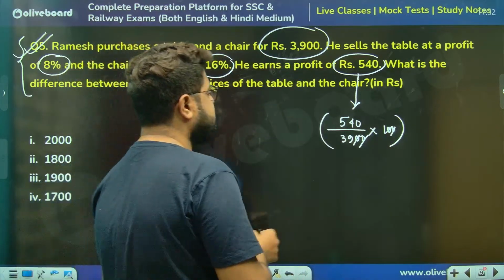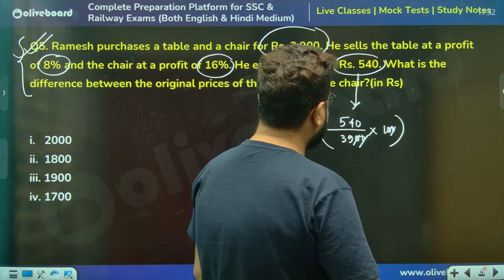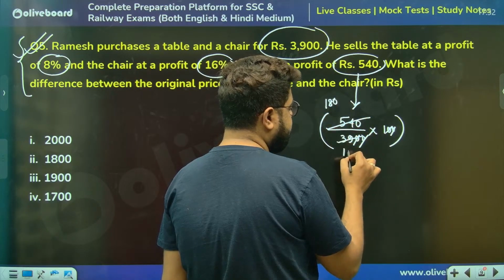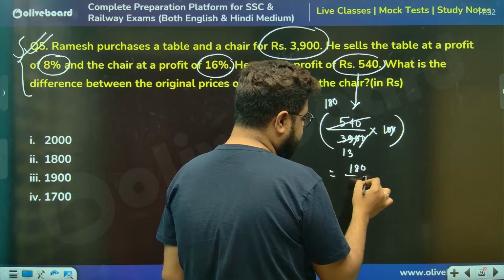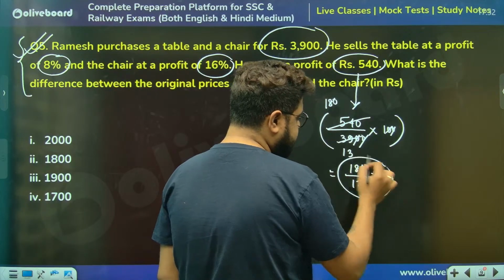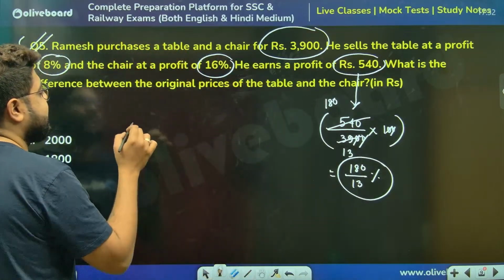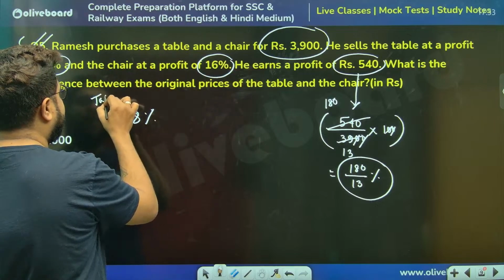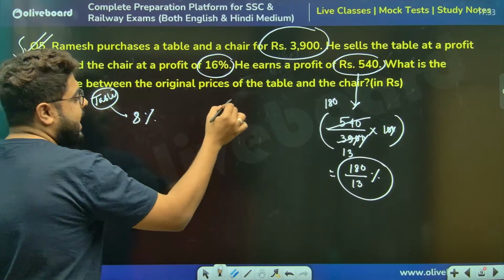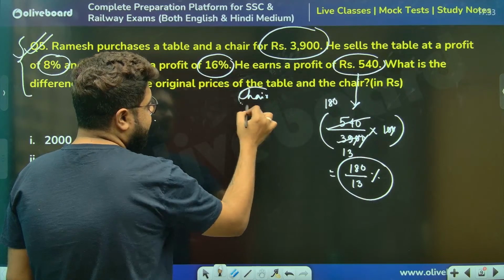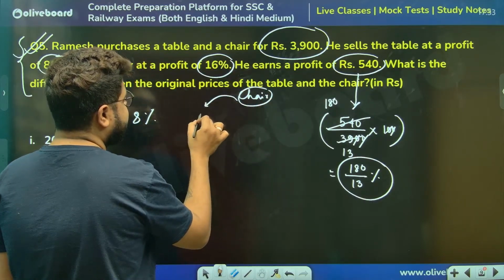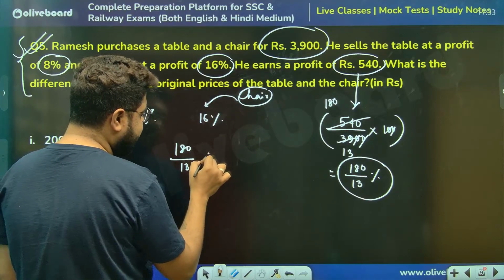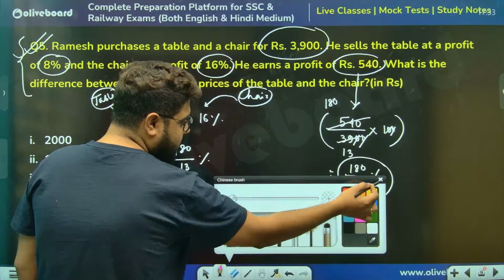What can one do with such an ugly value? It will cancel by 3. 3 18 at this, and this is 13. Okay sir, 180 divided by 13%. This is your net profit. Now allegation is saying one thing: table at a profit of 8% and chair at a profit of 16%. And the overall profit that we got is 180 by 13%. Use your allegation, sir.